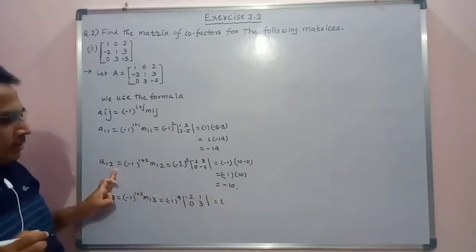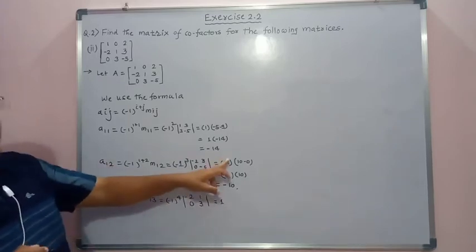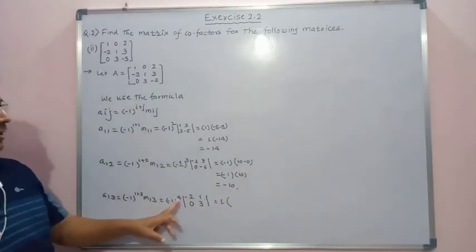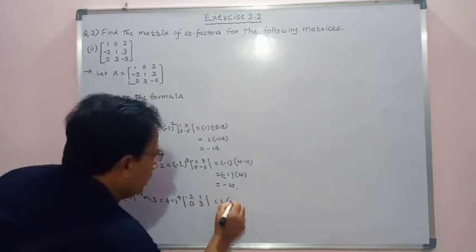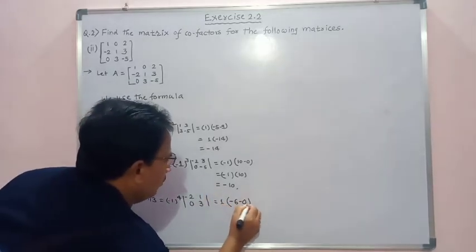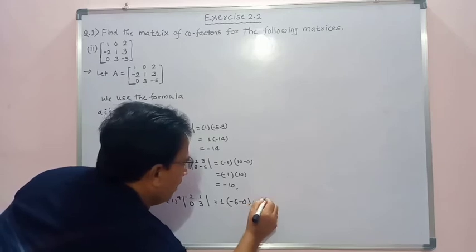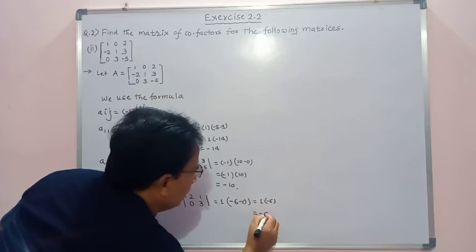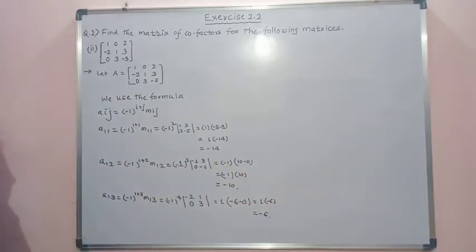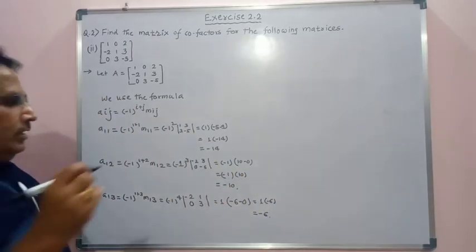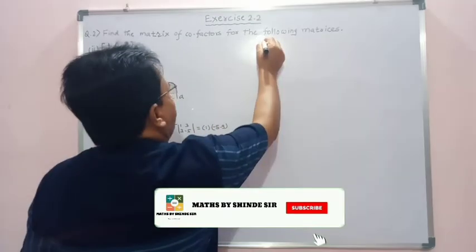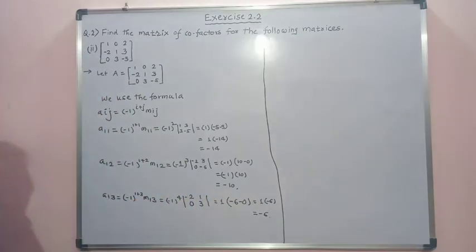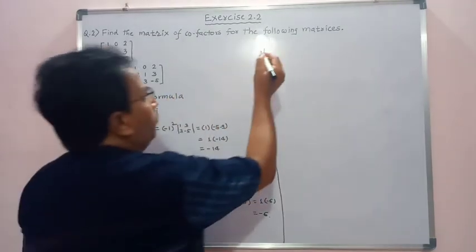1 plus 2 is 3, an odd number, so we directly use minus 1. Therefore 1 into this minor M13: minus 2 into 3 is minus 6, and 0 into 1 is 0. 1 into minus 6 minus 0 is minus 6. Therefore 1 into minus 6 is minus 6. And the next cofactor is A21.